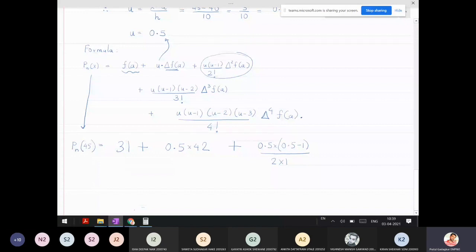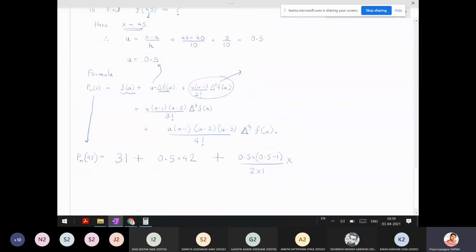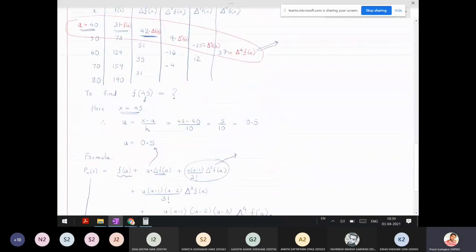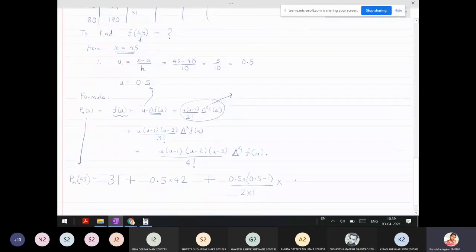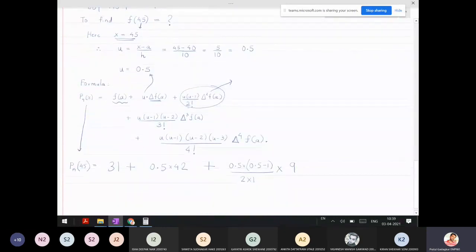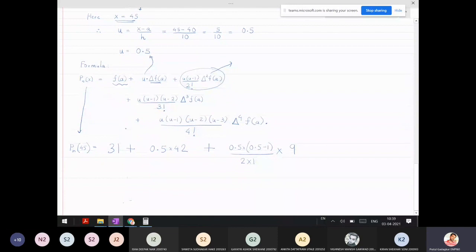Multiplied by delta square f of a. What is delta square f of a? Table. Table says that delta square f of a is 9. So I will multiply this by 9 plus, next term. I'm writing this now. So you just have to substitute the values in this formula.